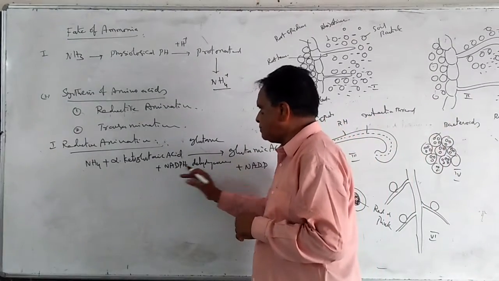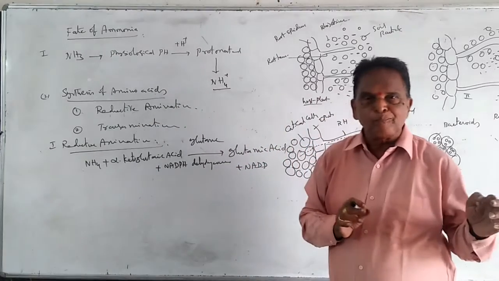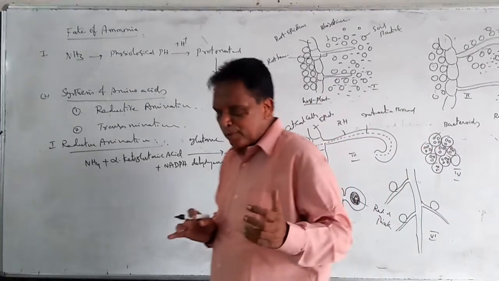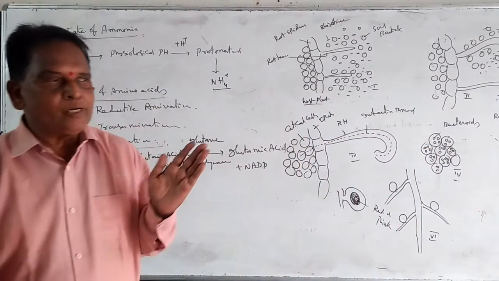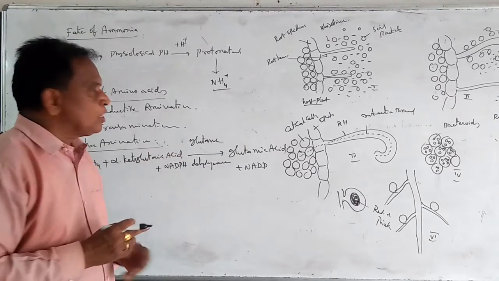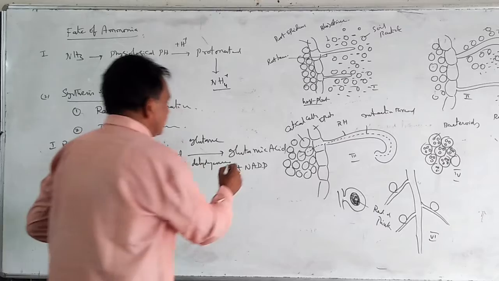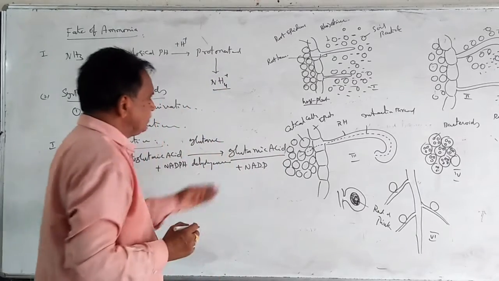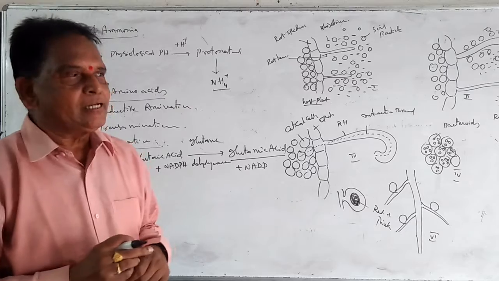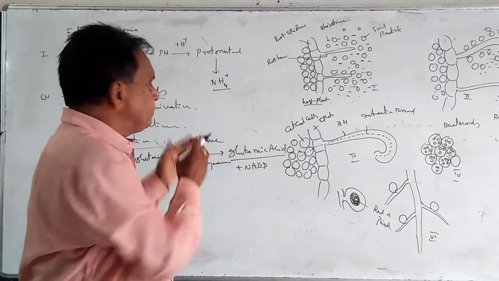in presence of NADPH2. When ammonium combines with alpha-ketoglutaric acid, an intermediary organic acid produced during the Krebs cycle, in presence of an enzyme called glutamic dehydrogenase, we will get an amino acid called glutamic acid, with the release of NADP. This glutamic acid acts as a substrate for the formation of subsequent amino acids. This is the first formed amino acid.